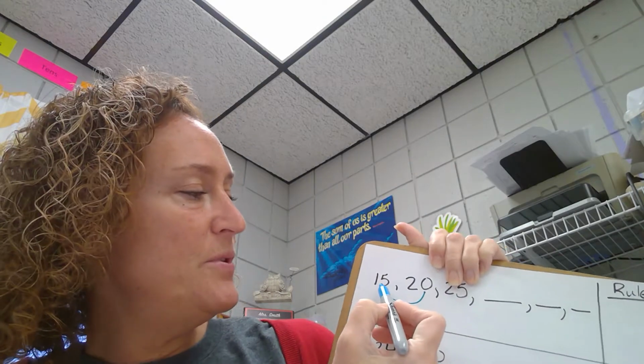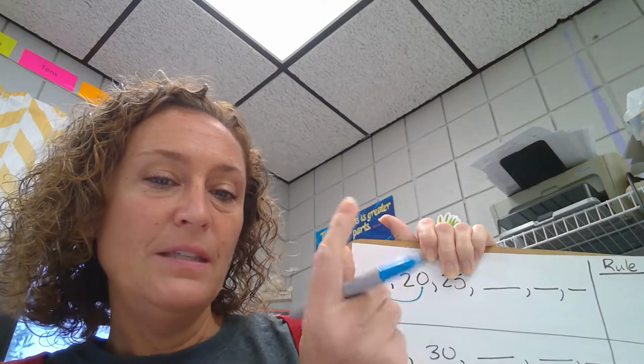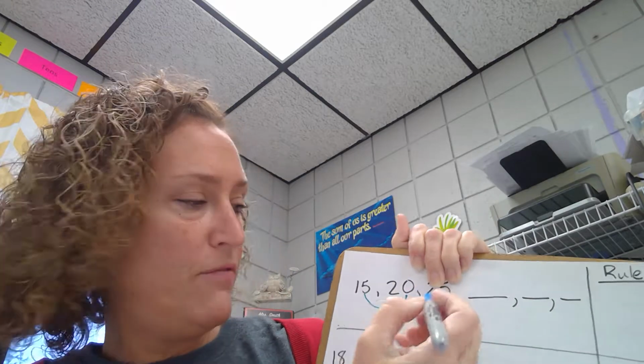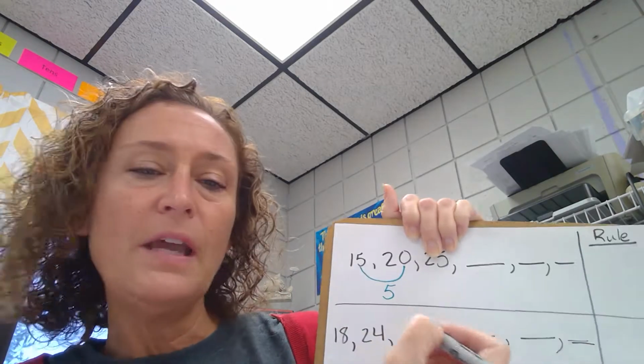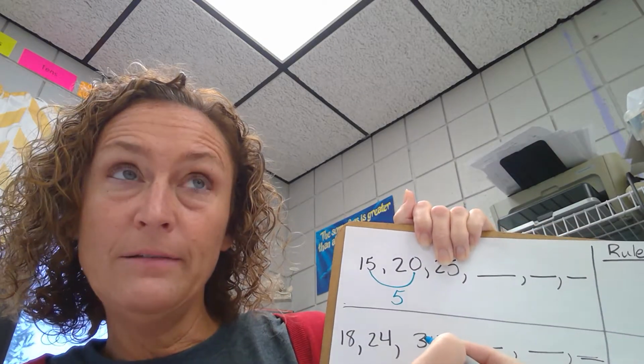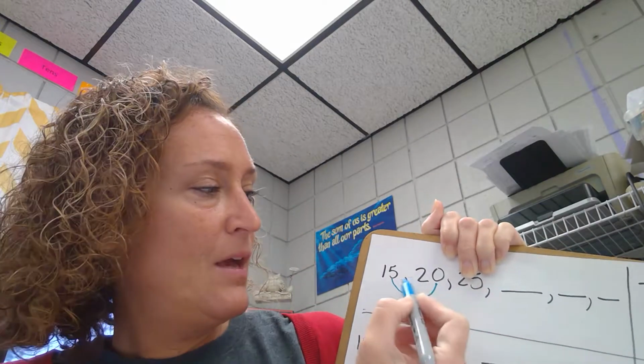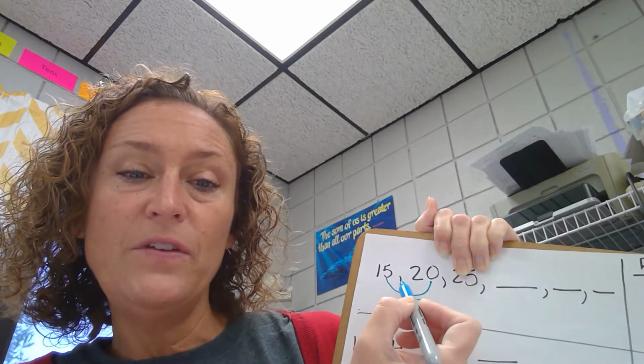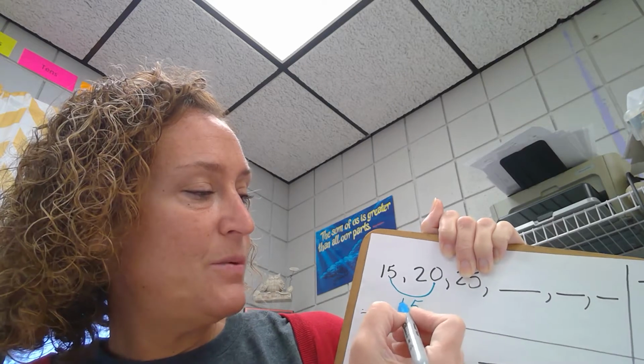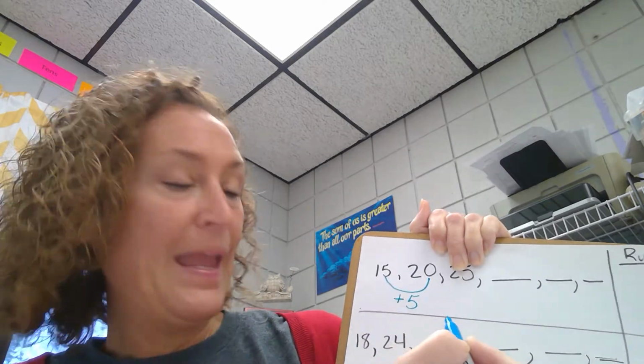When I put a little line underneath and I see how many numbers it takes for me to get from 15 to 20. 16, 17, 18, 19, 20. That was 5. But did I go up 5 adding, or did I go down 5 subtracting? Well, 20 is bigger than 15, so I added. So I need to put a plus sign there.